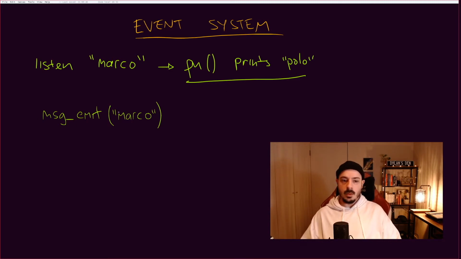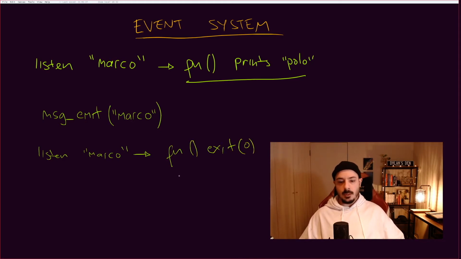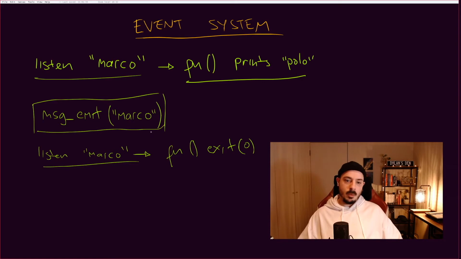One other thing is you can add multiple listeners. So if you say, I also want to listen to Marco, but in my case, I want to run a function that exits the program. Something like that. Now, assuming that these are in the same order in the event system, then if you run message emit Marco anywhere in your program, it's going to print Polo and then it's going to exit.